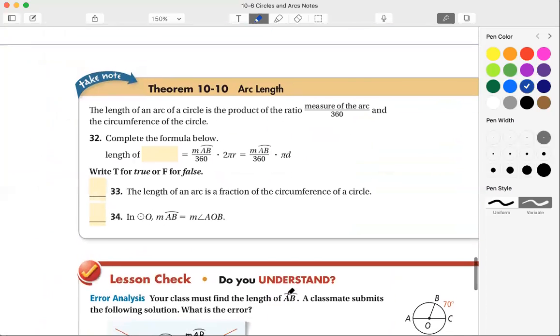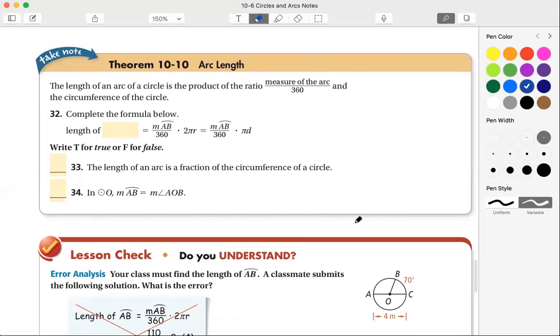All right, how do we find arc length? So the length of an arc of a circle is the product of the ratio measure of the arc over 360 and the circumference. So the length of arc AB equals the measure of arc AB divided by 360, the proportion, times the circumference, 2 pi r. And it's going to equal this thing here. Okay, so the length of the arc is a fraction of the circumference of a circle. That's true. In circle O, the measure of arc AB is equal to the measure of the central angle. That's true.